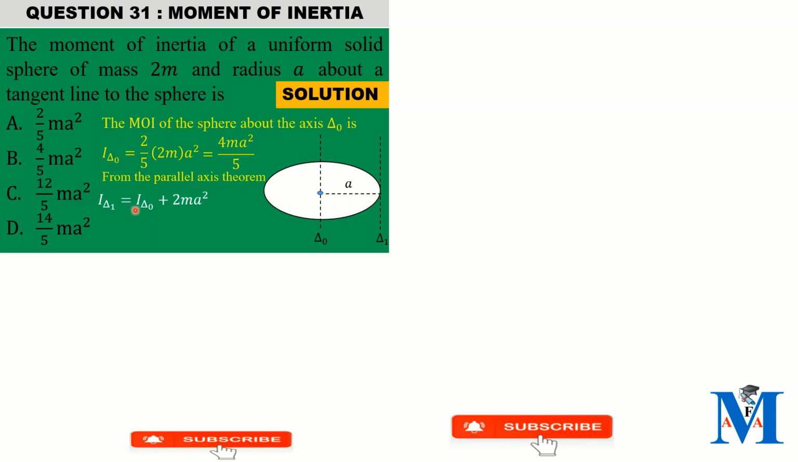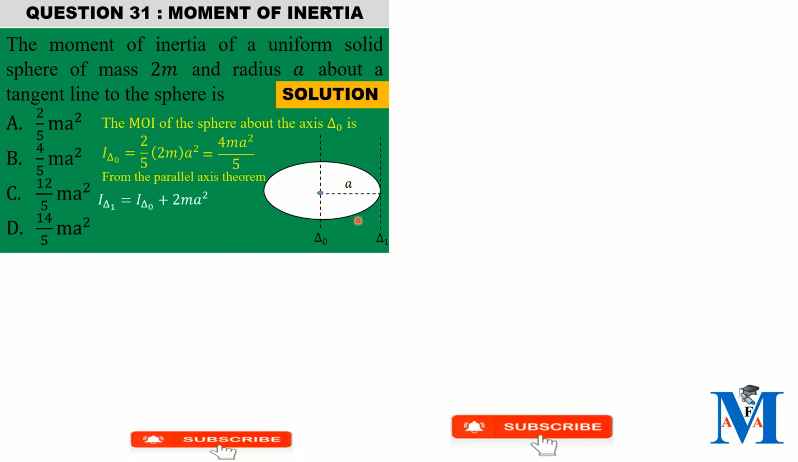So since we have found the moment of inertia about the axis delta 0, then to find the moment of inertia about delta 1, the axis tangent to the sphere, we just take the moment of inertia about delta 0 plus the mass of the sphere times the square of the distance that is separating the two axes.